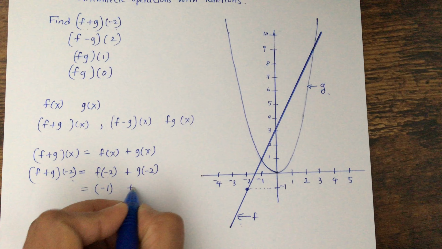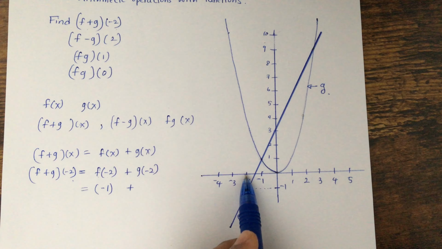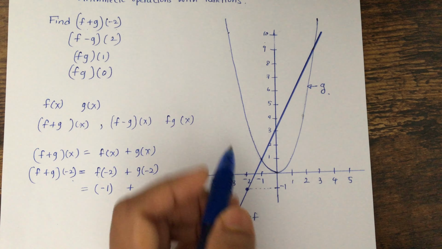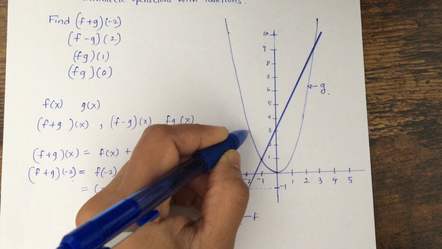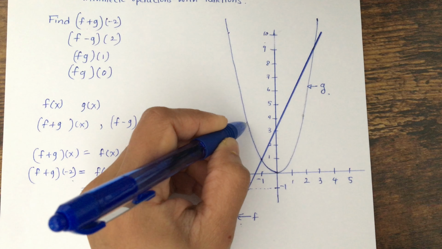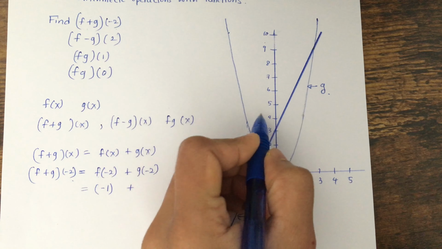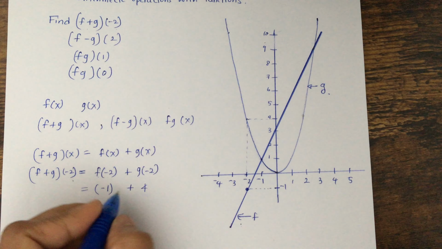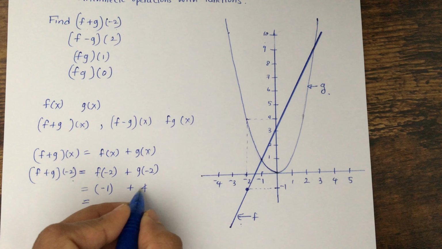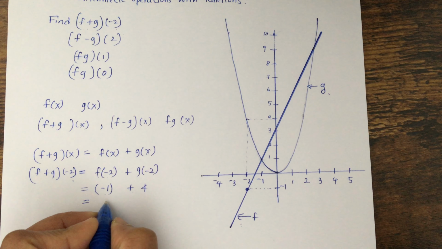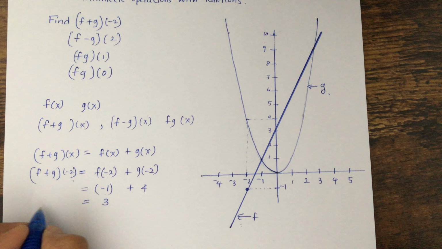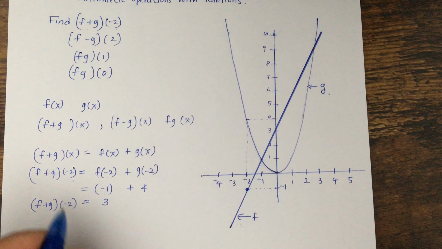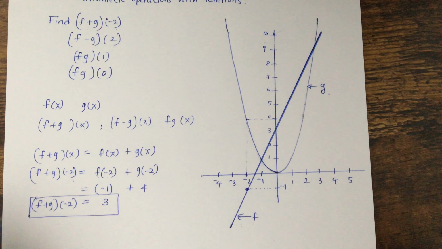And how about g of -2? G of -2, my g function is the quadratic function. If you look at g of -2, it is what? It is 4, right? So it is 4. So then what is the value here? -1 plus 4 equals 3. So f plus g of -2 equals 3, right?